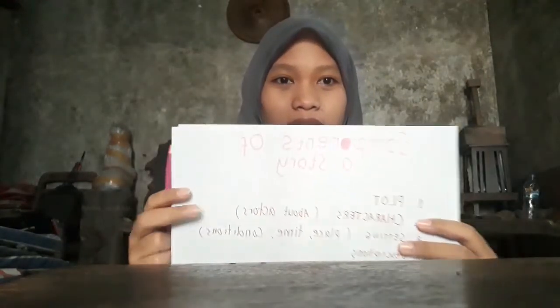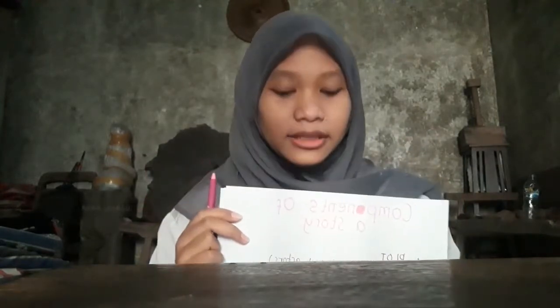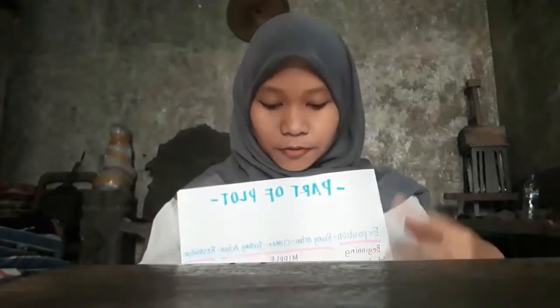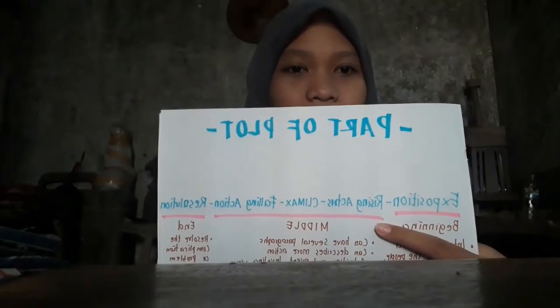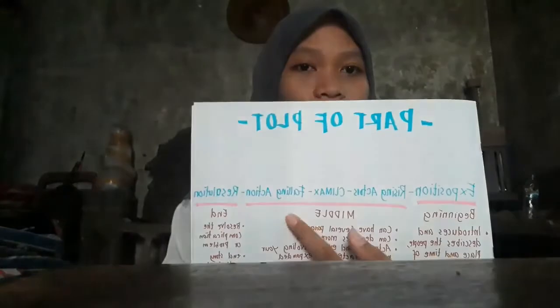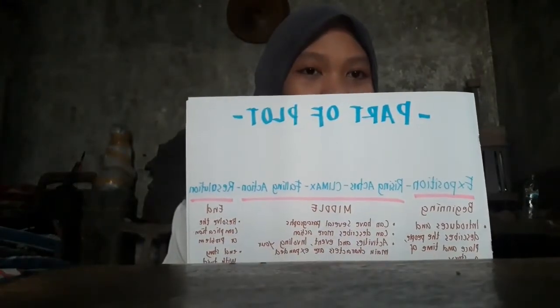The first is plot, the second is characteristic, the third is setting, and the fourth is description. Okay, I will tell about the plot. Parts of plot. The first is exposition, and then rising action, climax, falling action, and resolution.